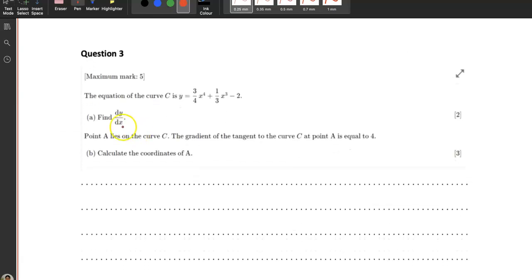Okay. The equation of a curve is y equals 3/4 x raised to 4 plus 1/3 x cubed minus 2. Find dy by dx. That's your derivative. So what is it? 3/4 is a constant. What is the derivative of x raised to 4? 4x cubed. Correct? Plus 1/3 times 3x squared. So this and this cancel. So what is that? 3x cubed plus x squared.